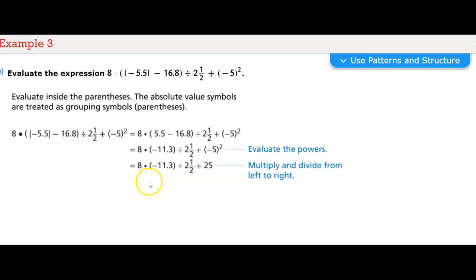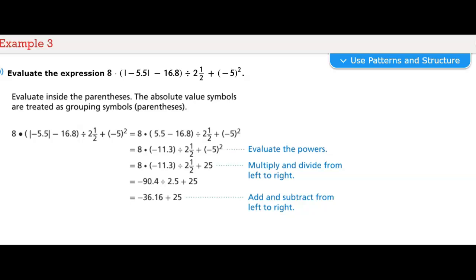Now the next is M. In GEMDAS is M and D. So it's multiply or divide from left to right, whichever one comes first. So if we look to the left of the problem, we have 8 times negative 11 3/10 comes first. So then we would multiply that first. And that's negative 90 4/10. They changed 2 1/2 to a decimal. Plus 25. So now we have division next. So negative 90 4/10 divided by 2/5 is negative 36 16/100 plus 25.